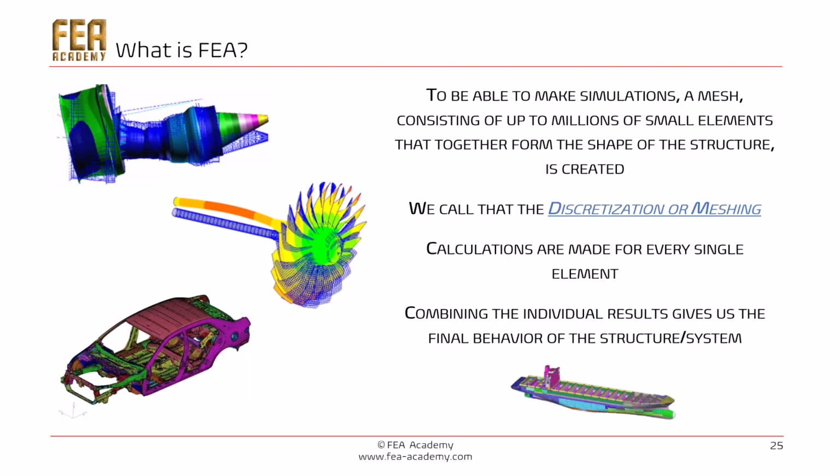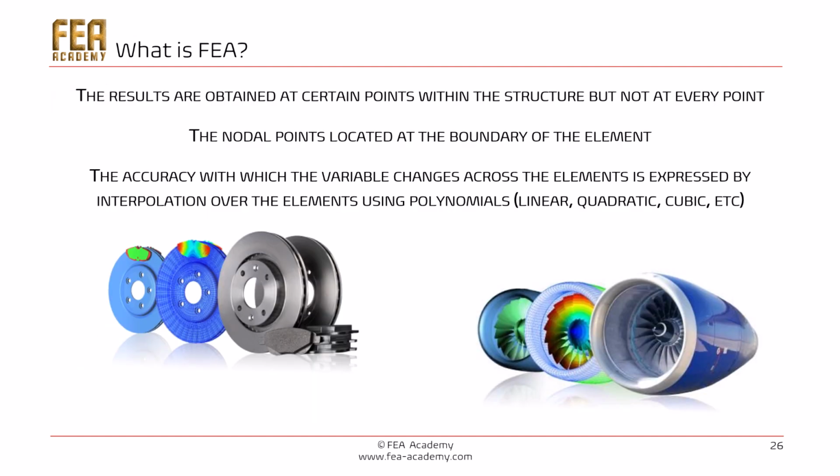So to be able to make simulations, a mesh consisting of up to millions of small elements that together form the shape of the structure is created. We call that the discretization or meshing. Then the calculations are made for every single element. And combining the individual results gives us the final behavior of the structure or the system we want to analyze.